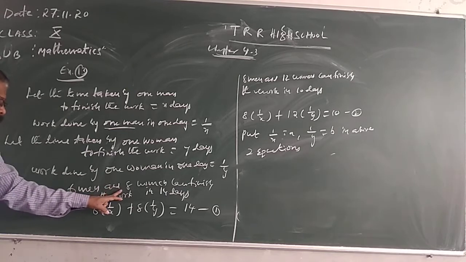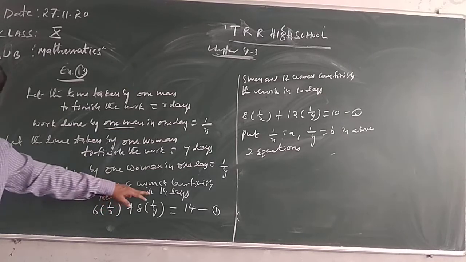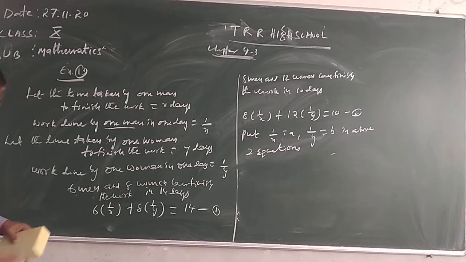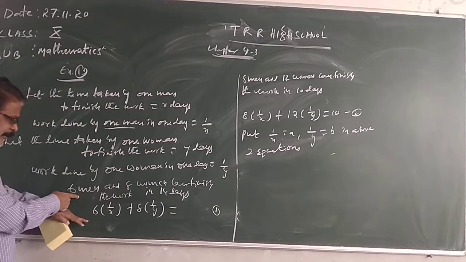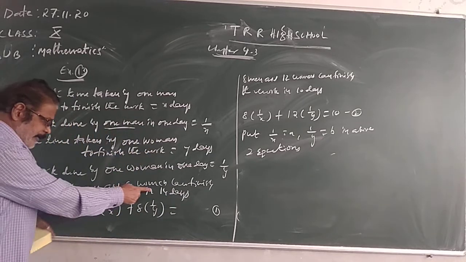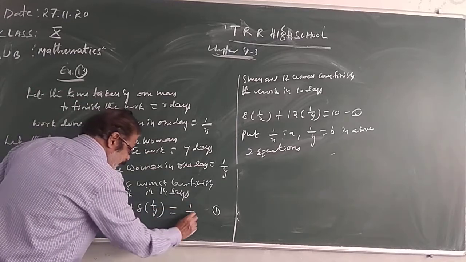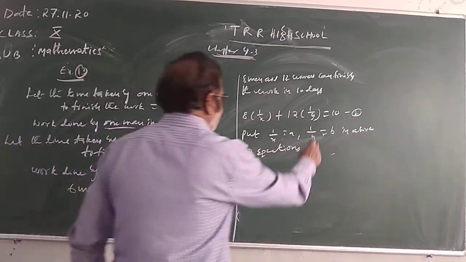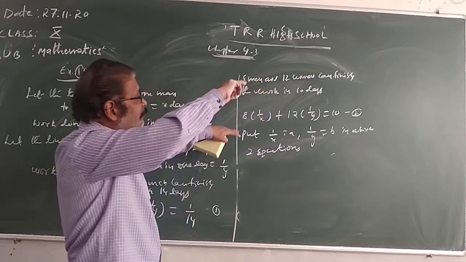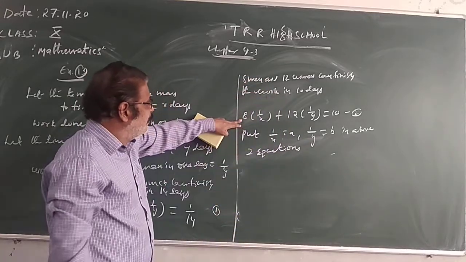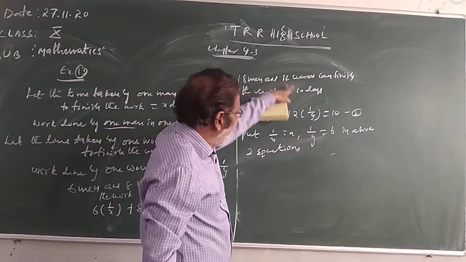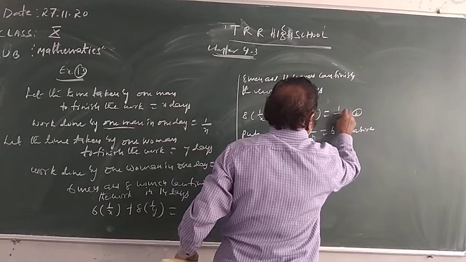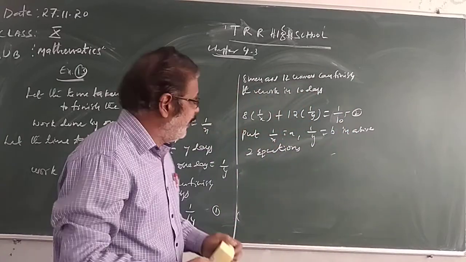6 men and 8 women can finish the work in 14 days. In 1 day, that means 1 by 14 of the work. 6 men can do in 1 day 6 into 1 by x, and 8 women can do in 1 day 8 into 1 by y. This is also 1 by 14. Here also 8 men and 12 women can finish the work in 10 days. 8 men in 1 day do 8 into 1 by x, 12 women do 12 into 1 by y. That is 1 by 10 in 1 day.